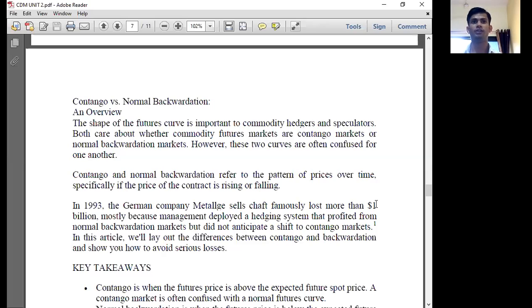Okay. In 1993, the German company Metallgesellschaft lost more than $1 billion, mostly because the management deployed a hedging system that profits from normal backwardation market but did not anticipate the shift to contango market. जर्मन कंपनी मेटालिजाने काय डिसाईड केलं होतं की आपण थोडं हेजिंग मीन्स रिस्क टेकिंग करूया, आणि ते रिस्क काय आहे, टेकिंग द बॅकवर्डेशन प्राइजेस मीन्स रेट कमी करून विकूया. बट त्यांनी त्याच्यावर कोणतीही पॉलिसी डिसाइड केली नव्हती कॉन्टँगो मार्केट बनलं तर, मीन्स खालून वर कसं यायचं याची काय प्लॅनिंग नव्हती. त्याला जेव्हा डिसाइडेड द सफरिंग इन लॉसेस.